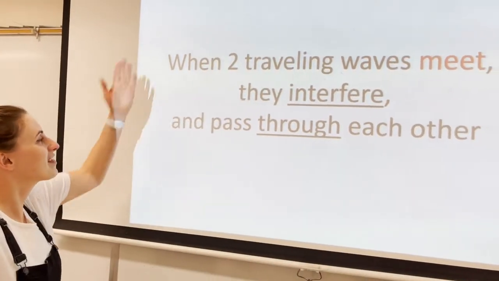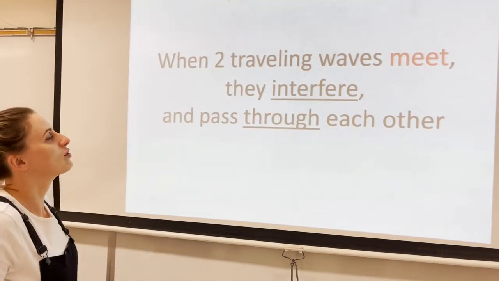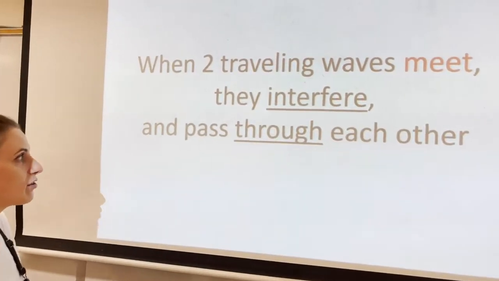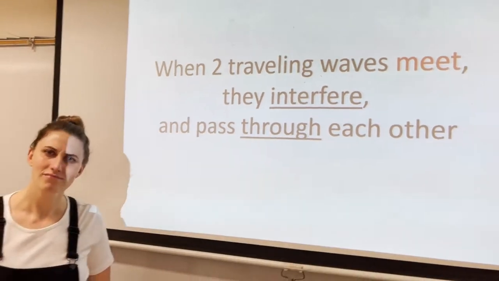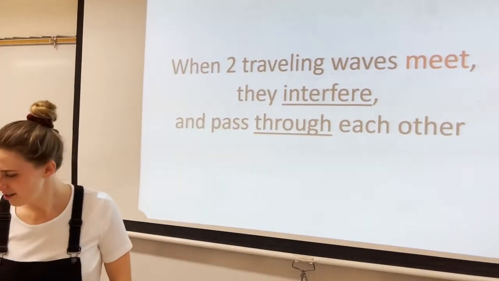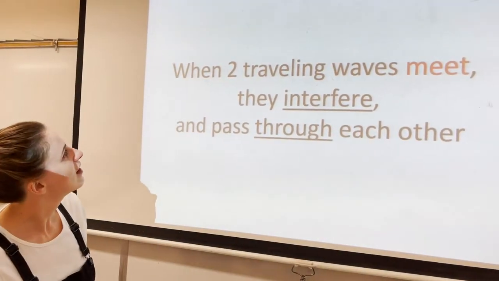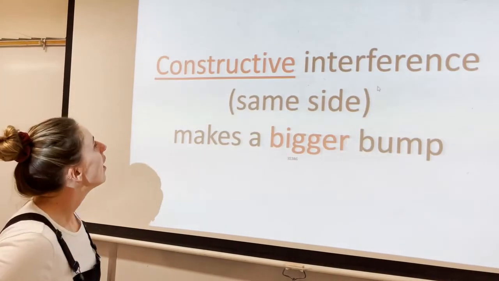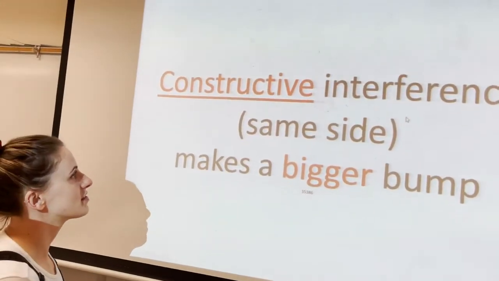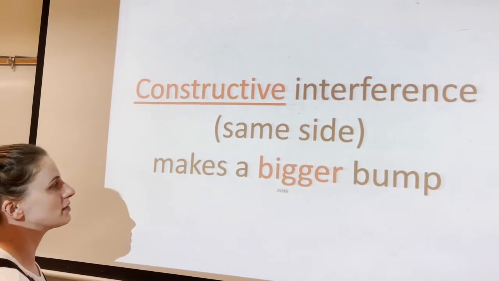We'll start off with when two traveling waves meet, they interfere and pass through each other. We saw that in the pulse lab that we did yesterday. Constructive interference: same side makes bigger bumps.